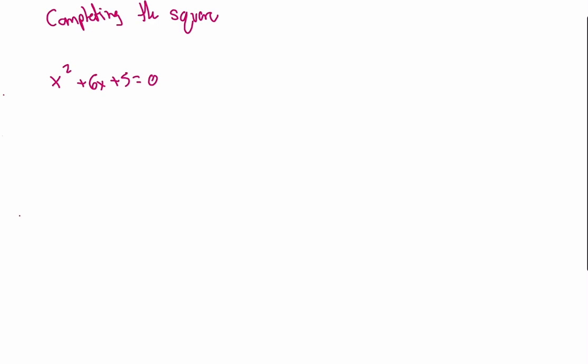But we're going to solve this with completing the square regardless. So what we want to do is take our c term, our constant, and move it to the other side. So to cancel that out, essentially, is what it's saying.